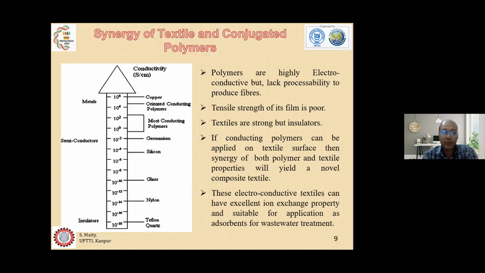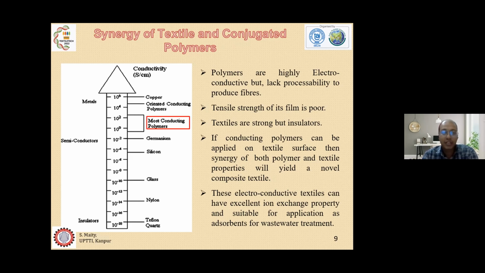So, the synergy of textiles and conjugated polymers. Now, those conducting polymers are good enough at adsorbing heavy metals, but a suitable substrate is required so that their handling will be proper. Textile materials are a suitable substrate over which those conducting or conjugated polymers can be coated, so that we can get a composite material which will be able to adsorb heavy metals from wastewater.